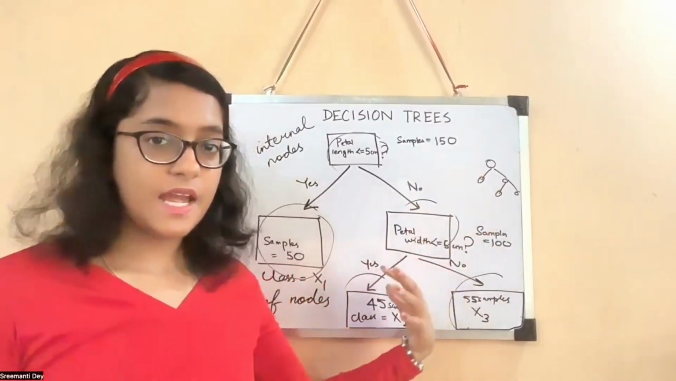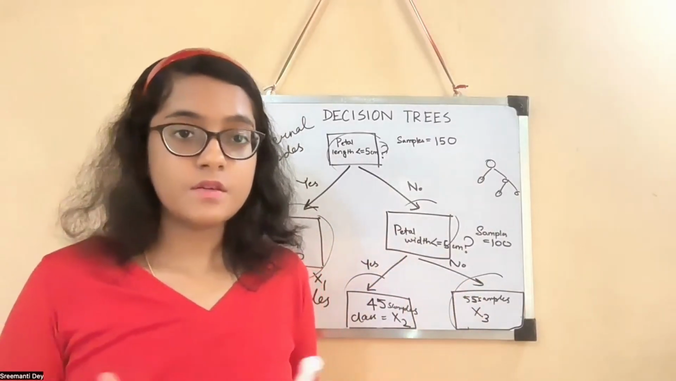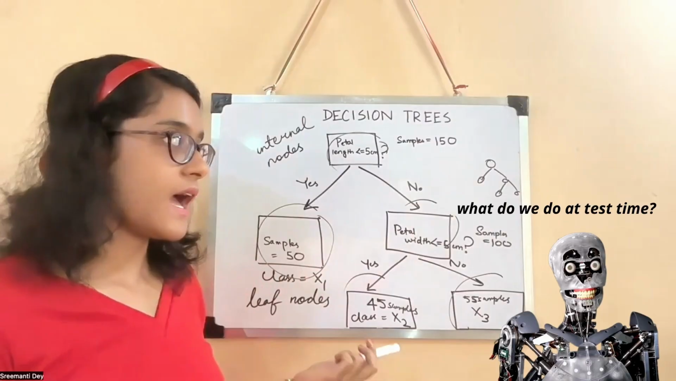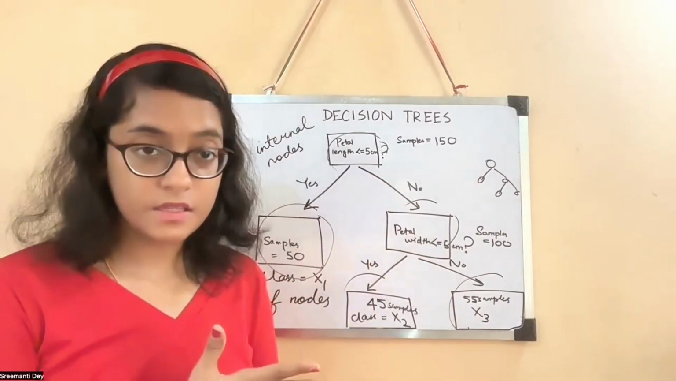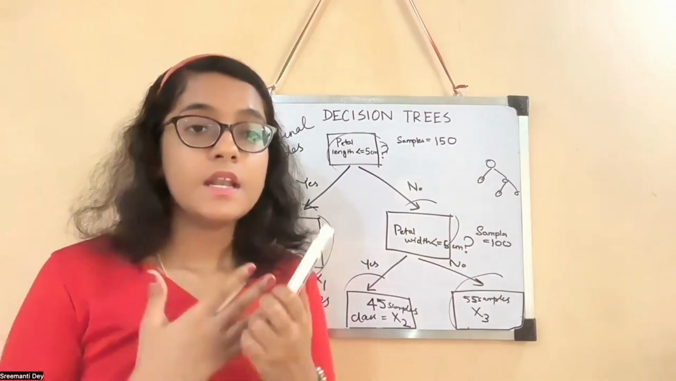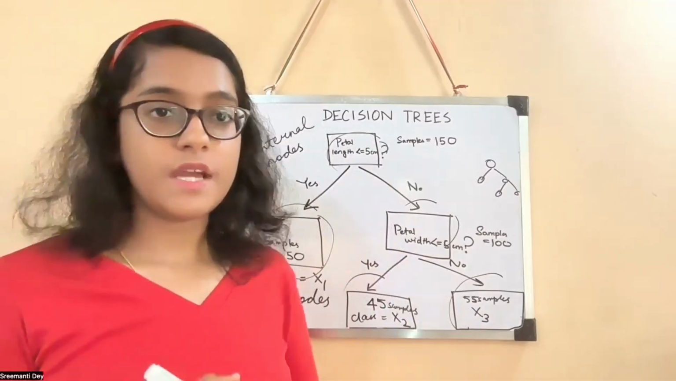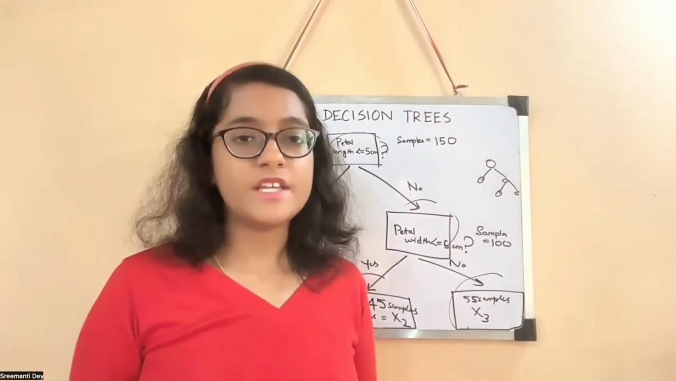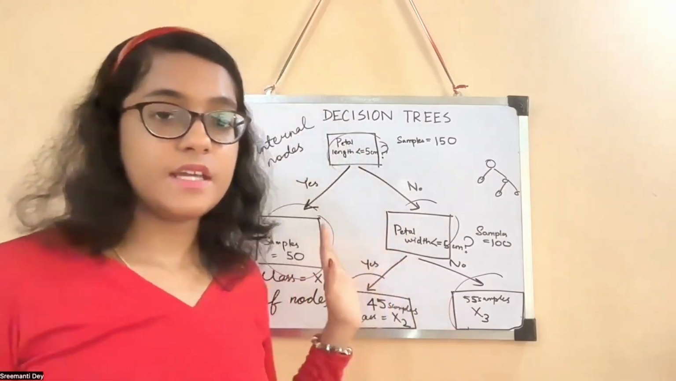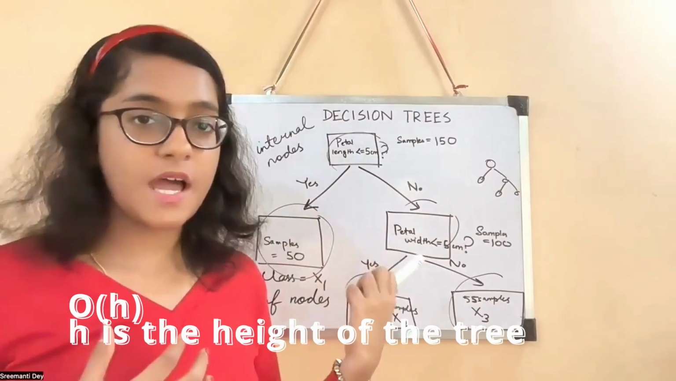Now, this is basically at training time, how we make our tree. So now the question is, what do we do at test time? Suppose we have a particular X, as in we have a particular petal length and a particular petal width. Now, what do we want to do? We want to find out which class it belongs to. It's very simple. I think you can all guess it. It's O(H) only. So H is the height of the tree.